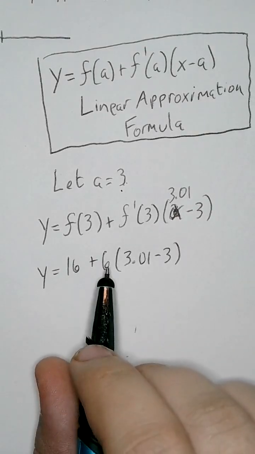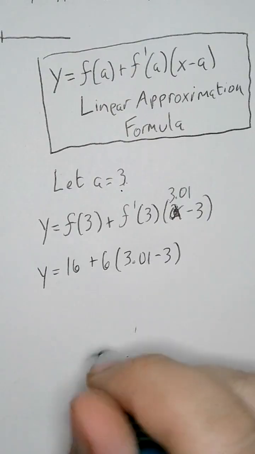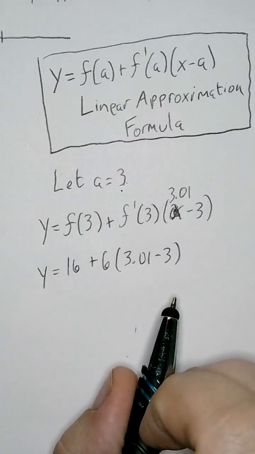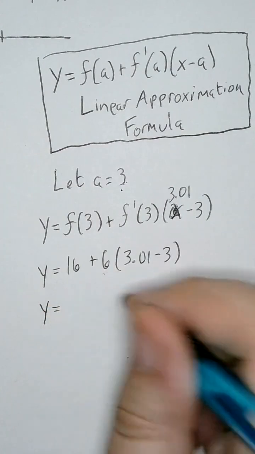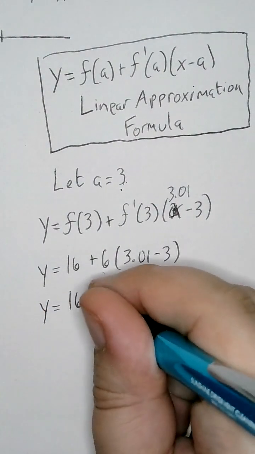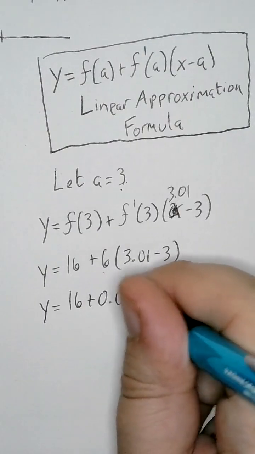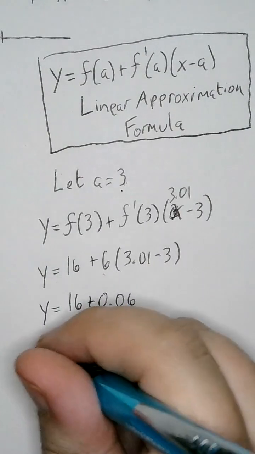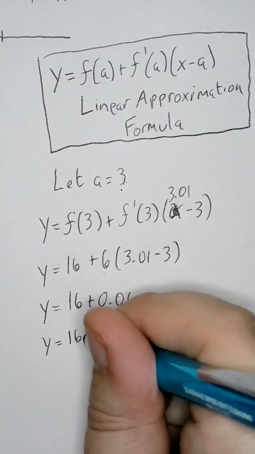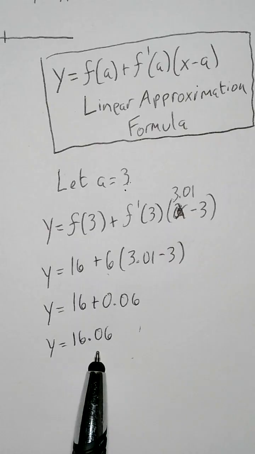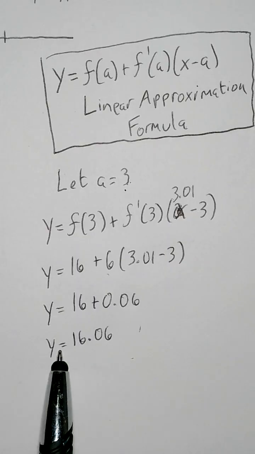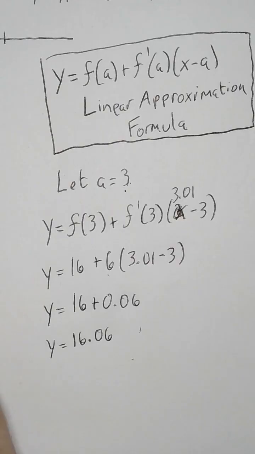So from here, 3.01 minus 3 is going to give me 0.01. 6 times 0.01 is going to give me 0.06. So this is going to be 16 plus 0.06, which means my answer is going to be 16.06. Now, what I'm going to do is I want to see how close my approximation is to the actual value.